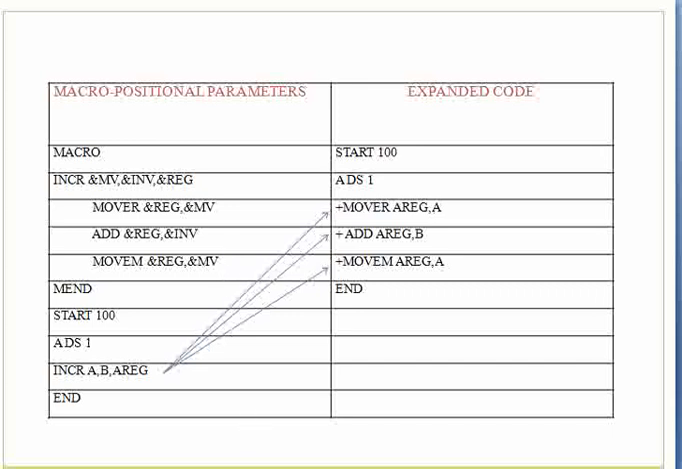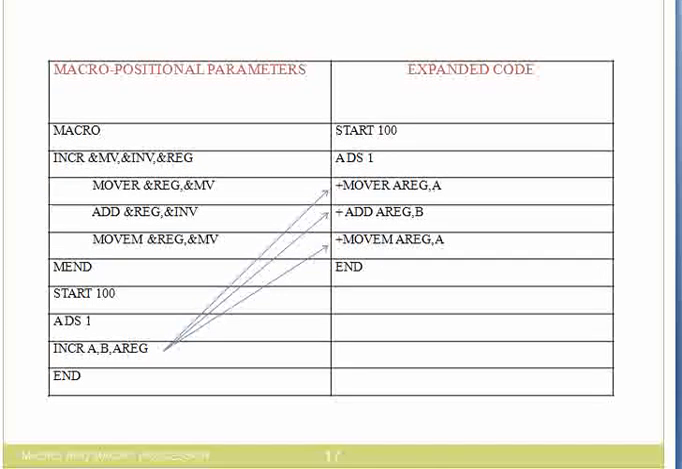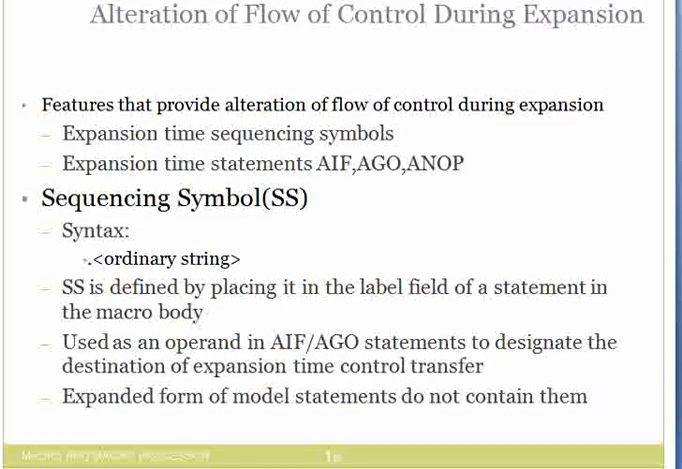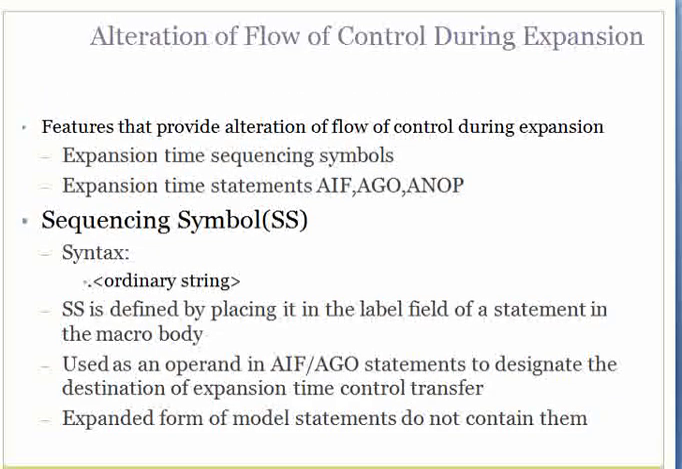And how is this possible? For that, we'll see what statements it supports. These are called advanced macro facilities. So what do advanced macro facilities do? They help us to visit certain lines certain times, or they help us to visit a line multiple times. Those kinds of statements are called advanced macro facilities. Basically, they alter the flow of control during expansion. So our flow during expansion need not always be sequential in nature.